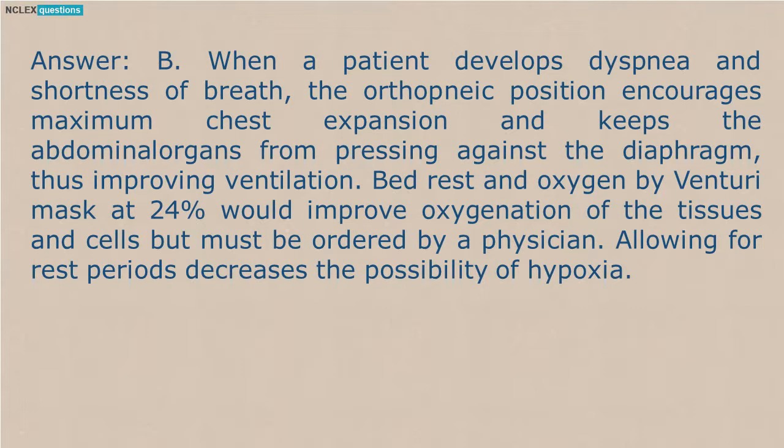Answer B. When a patient develops dyspnea and shortness of breath, the orthopneic position encourages maximum chest expansion and keeps the abdominal organs from pressing against the diaphragm, thus improving ventilation. Bed rest and oxygen by Venturi mask at 24% would improve oxygenation of the tissues and cells but must be ordered by a physician. Allowing for rest periods decreases the possibility of hypoxia.